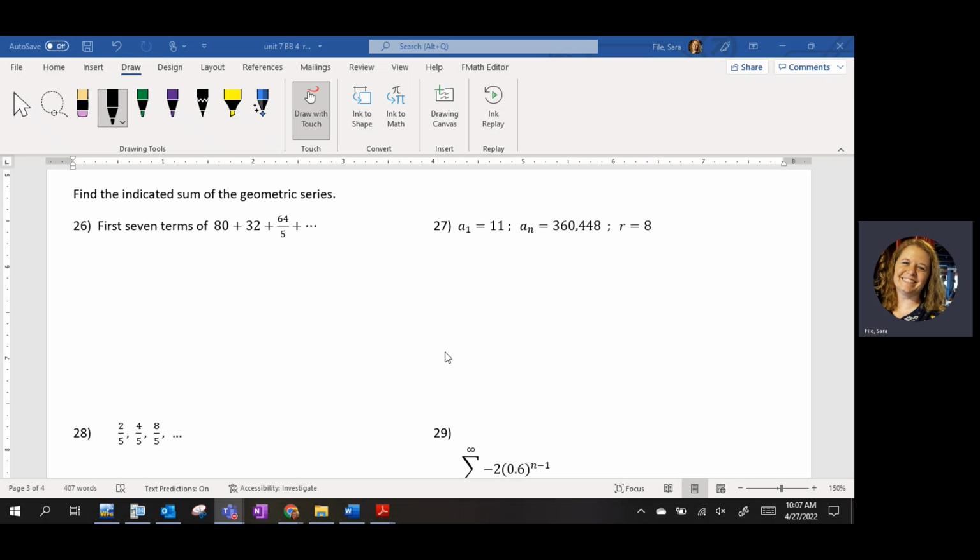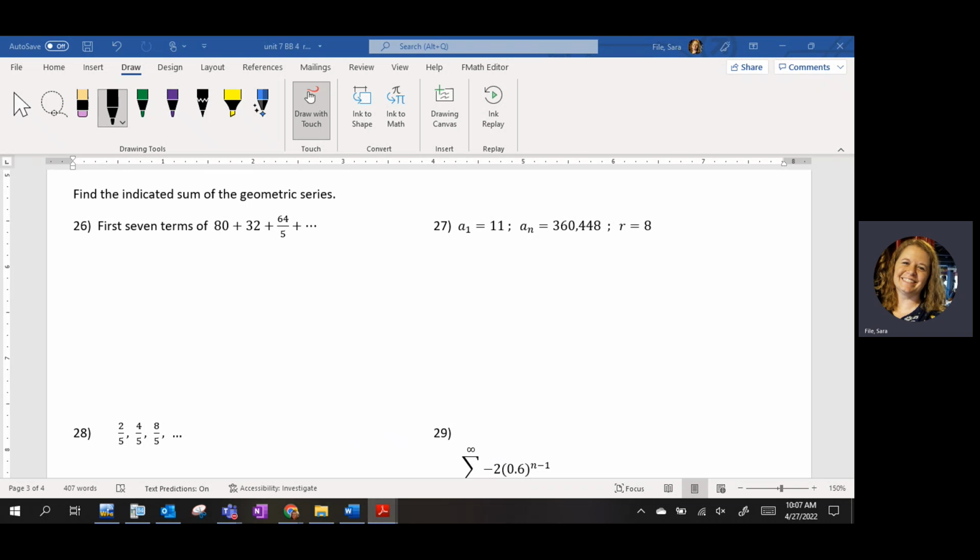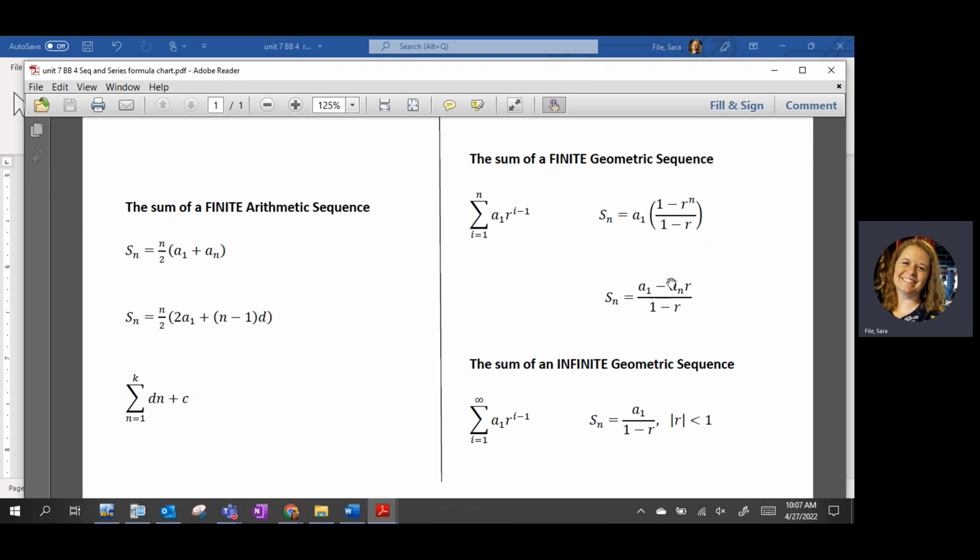At the sum of geometric series. So again, the formula chart you'll get on the test has the formulas. So geometric, there can be a finite series or sequence, meaning that there's an upper limit. Or there can be an infinite, meaning there is no limit, it goes on forever. So it's different formulas depending what type of sequence or series it is.